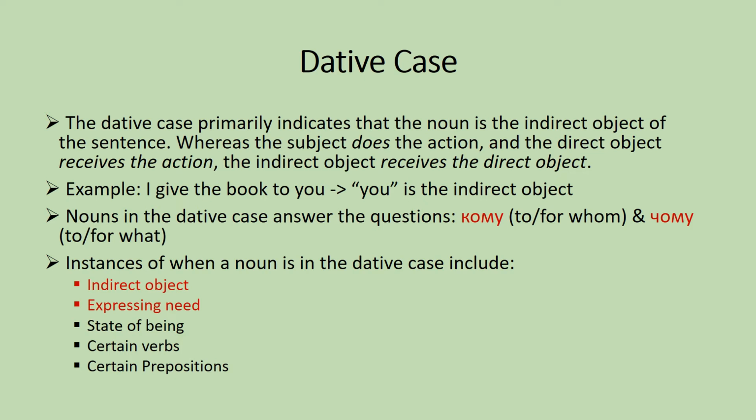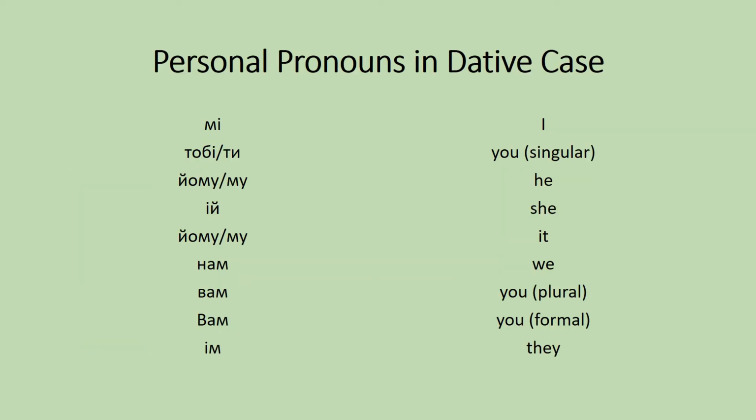Nouns in the dative case answer the questions komu, to or for whom, and chomu, to or for what. Instances of when a noun is in the dative case include indirect object, expressing need, state of being, certain verbs, and certain prepositions. In this lesson, we will take a closer look at indirect object and expressing need using the dative case.